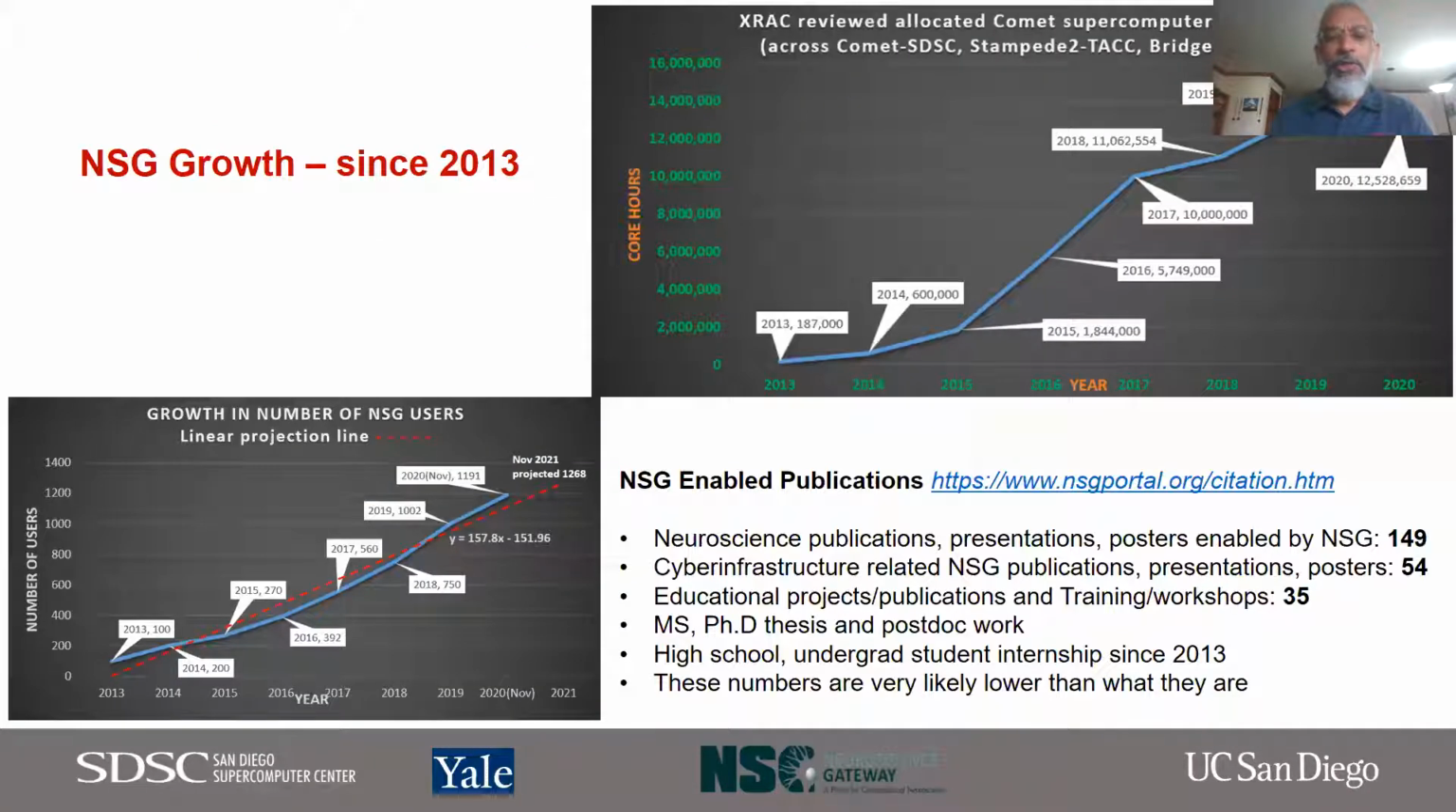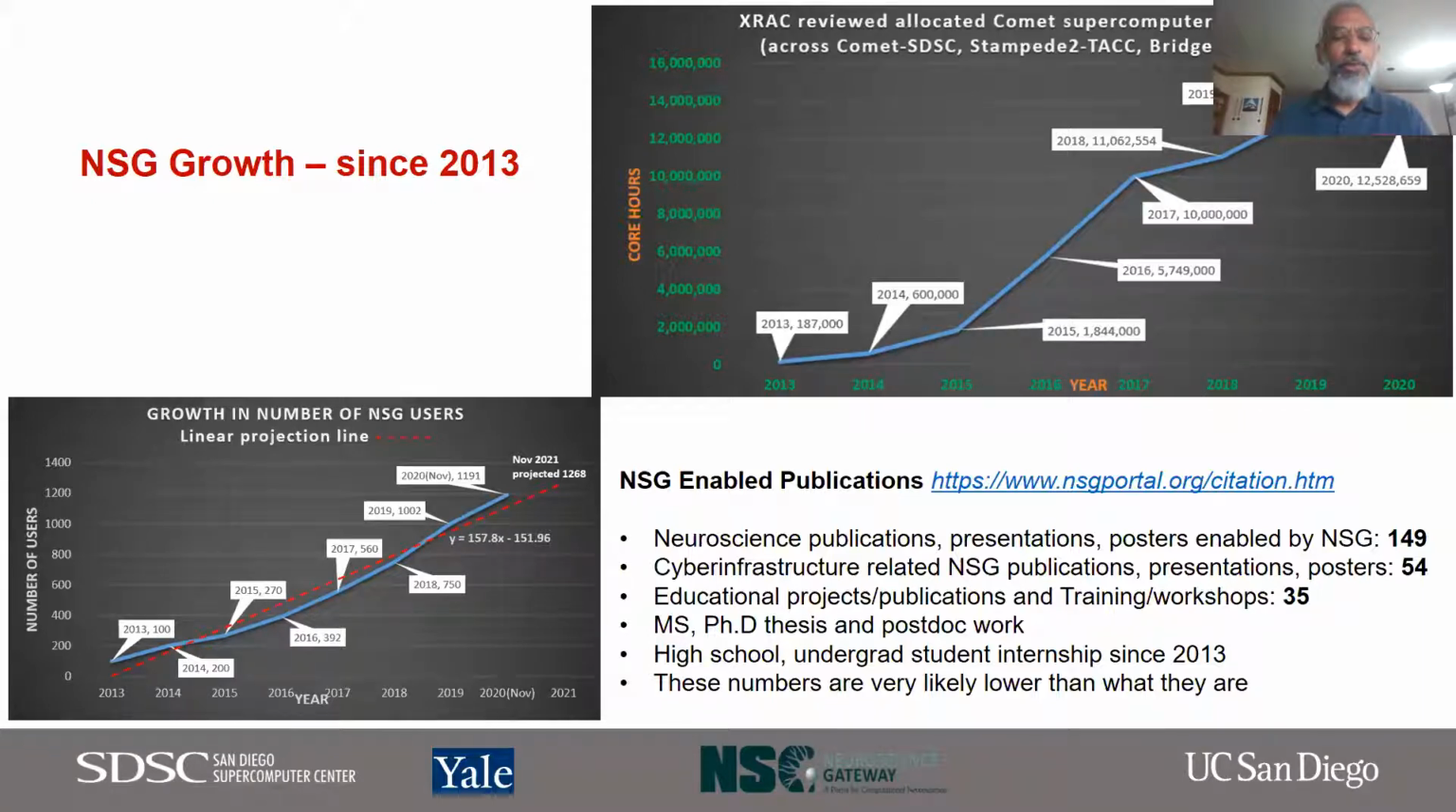Just to show how NSG has grown over the last 7 or 8 years, if you look at the plot on the top right, you will see how much supercomputing time we have acquired each year starting 2013. You can see initially we were getting a few 100,000 hours. Then over time, in the last few years, we are kind of settling at 12 to 13 million core hours on various supercomputers.